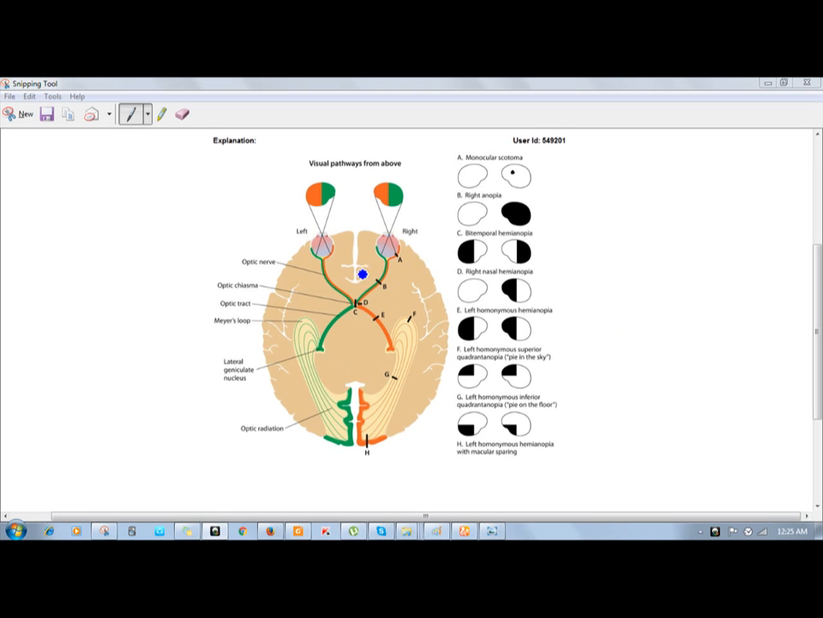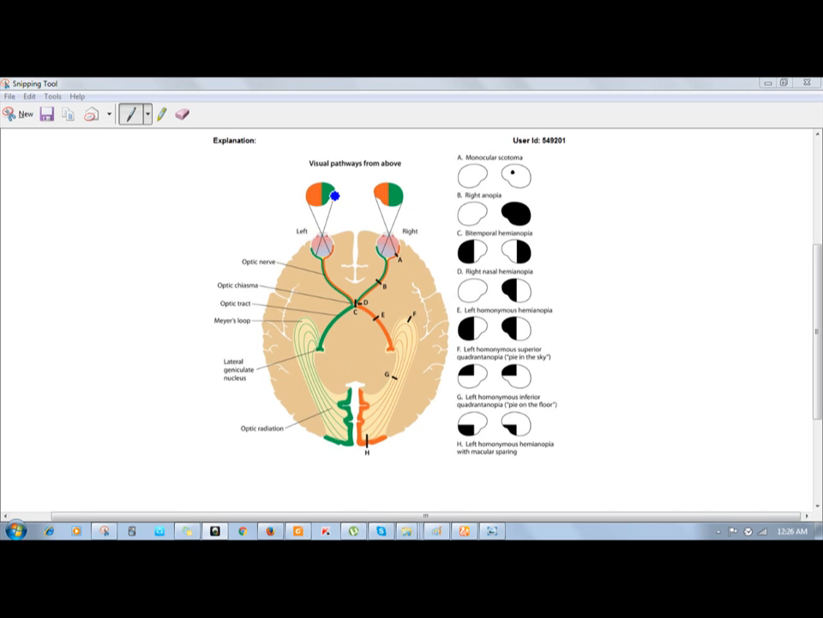Hello everyone, today I'm going to talk about the visual pathway and common lesions involving the visual pathway and their effect on the vision. On the left side of this image we see the visual pathway, and on the right side we see the effect of damaging different parts of the visual pathway. Here those two are your visual fields. This is the left visual field and this is the right visual field.